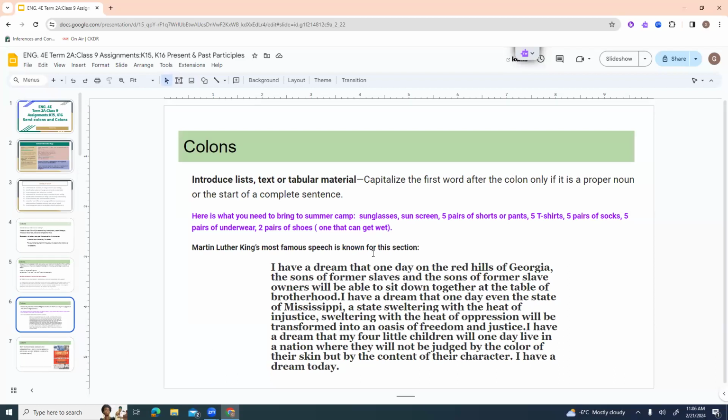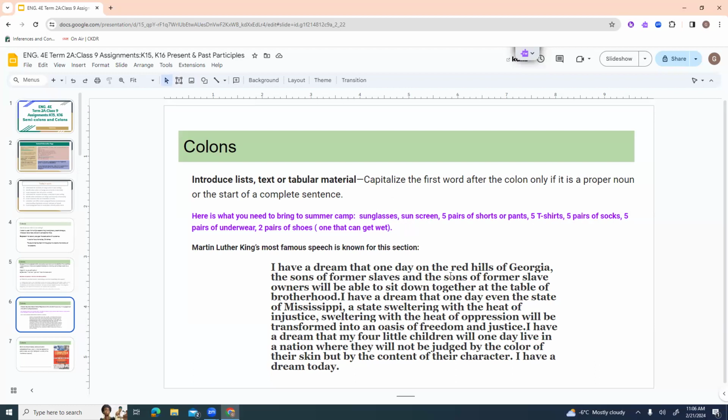So here's an example where we don't capitalize. Here's what you need to bring to summer camp: sunglasses, sunscreen, 5 pairs of shorts or pants, 5 t-shirts, 5 pairs of socks, 5 pairs of underwear, 2 pairs of shoes, one that can get wet. This is all part of the same sentence, so you don't need a capital there.